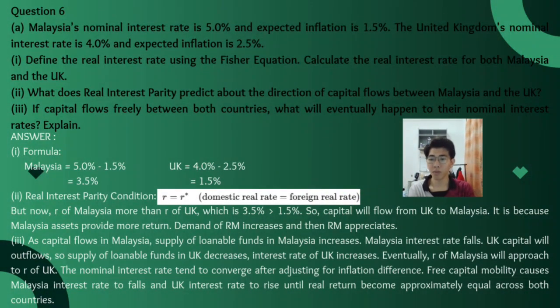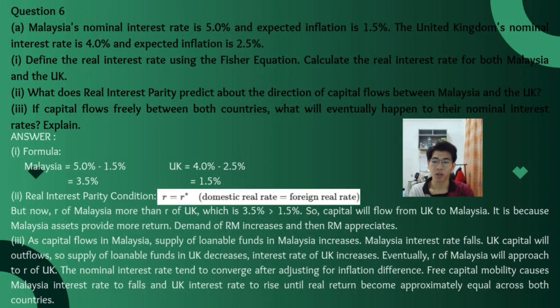Explain. 1. Malaysian real interest rate equals 5% minus 1.5% equals 3.5%. UK real interest rate is 4% minus 2.5% equals 1.5%. 2. Real interest parity conditions. Now the real rate of Malaysia is more than the rate of the UK, which is 3.5% bigger than 1.5%. So capital will flow from the UK to Malaysia. It is because Malaysian assets provide more return. Demand for RM increases and the RM appreciates.